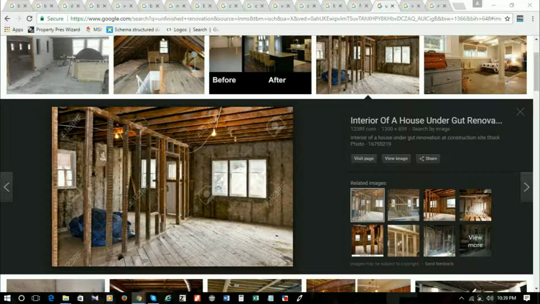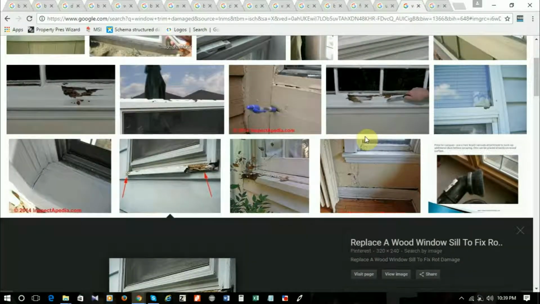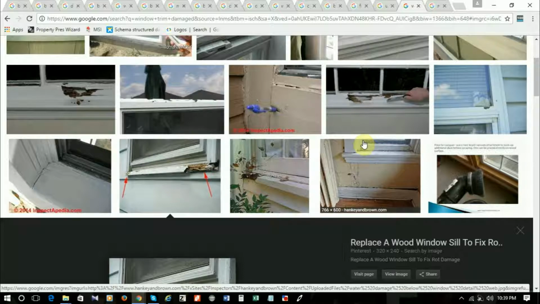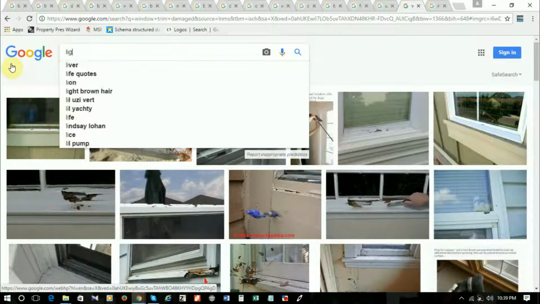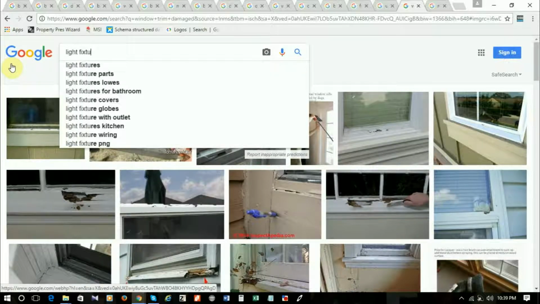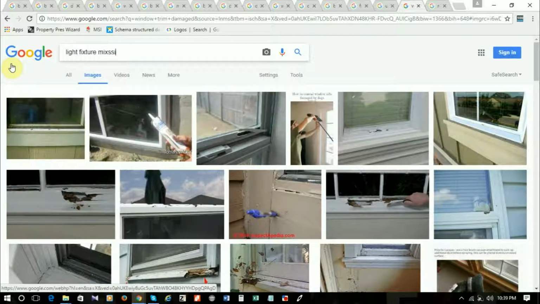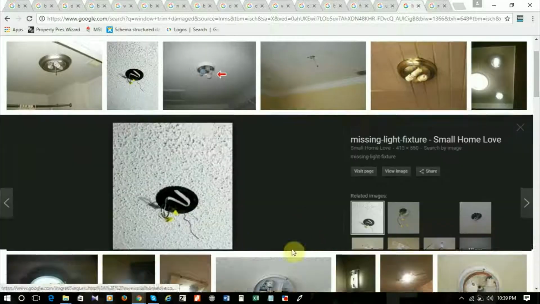Owner neglect and wear and tear. Lastly, any damages caused by neglect of previous owners of the property can be termed as owner neglect. A damaged fence, damaged window or door trims, or a damaged light fixture can be due to owner neglect. So window trims damaged. Or light fixtures missing.